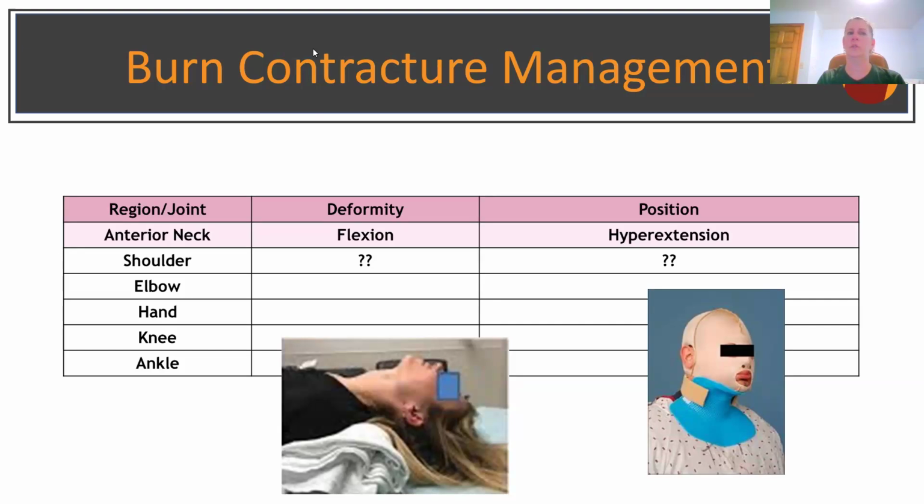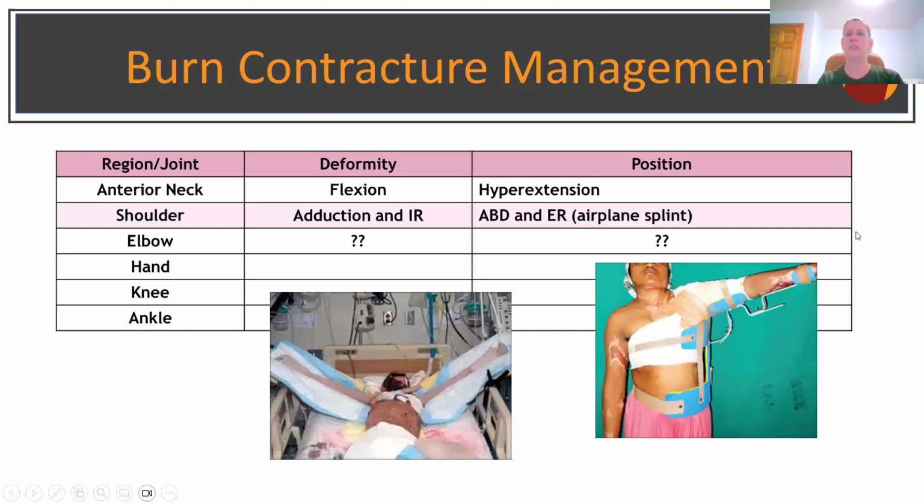What do you think about the shoulder? What is the typical deformity of the shoulder? Now, it really does matter exactly where the shoulder was burned, but typically we are seeing adduction and internal rotation. So most people that have a burn of the shoulder, we do the airplane splints. So we're doing abduction and external rotation. That is what we want to do with a burn of the shoulders.